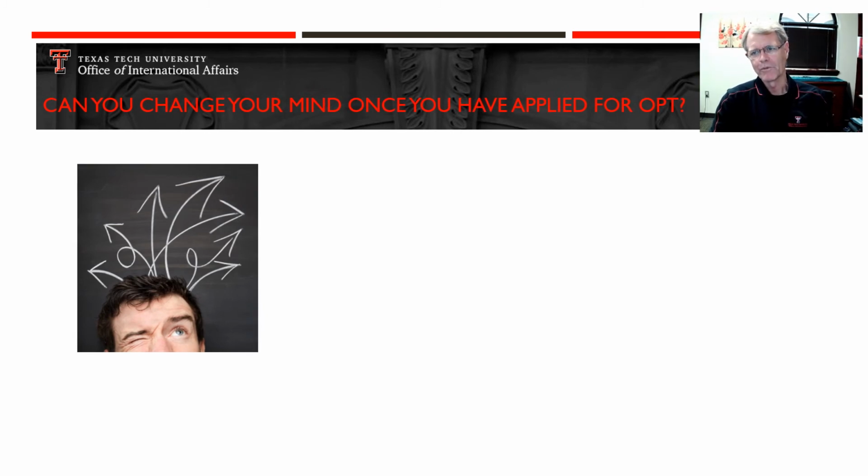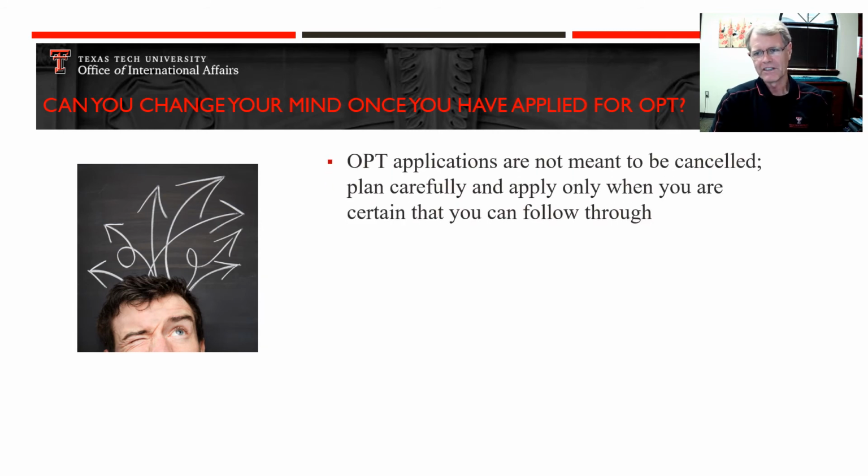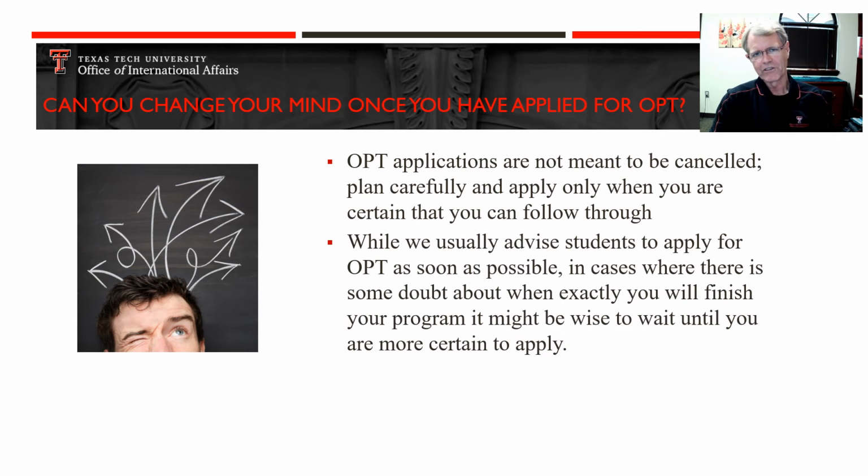Can you change your mind once you have applied for OPT? Well, students need to be very careful about that. OPT applications are difficult to cancel, so you need to plan very carefully and make sure that you are going to be graduating that semester and you really want to start OPT before you send that application in. We usually advise students to apply for OPT as soon as possible, but in cases where you're uncertain, you may want to put it off a little while before you apply, because it is difficult to cancel OPT. So you probably need to wait, but not too long if you're uncertain, and apply as early as possible.